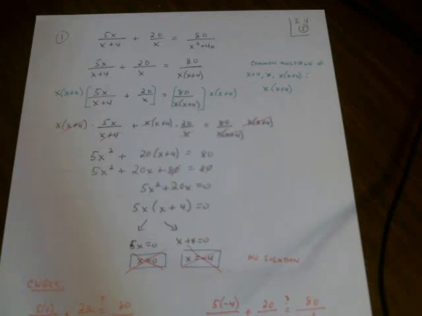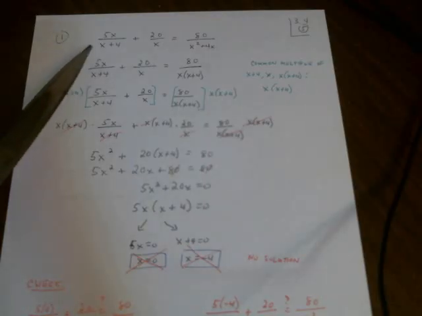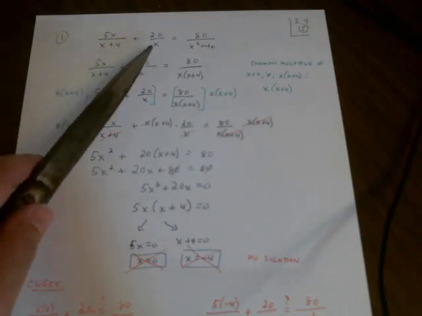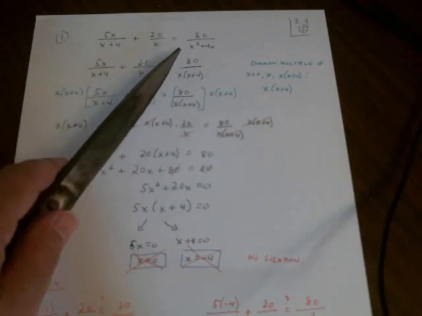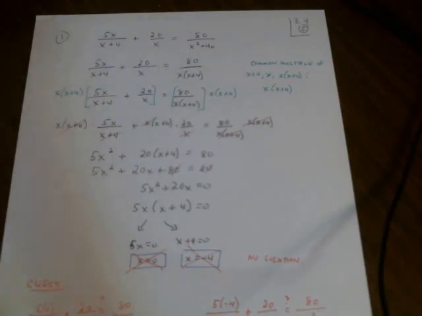Okay, this is part two of clearing the fractions. Now, here we are with this example of 5x divided by x plus 4 plus 20 divided by x equals 80 divided by x squared plus 4x.